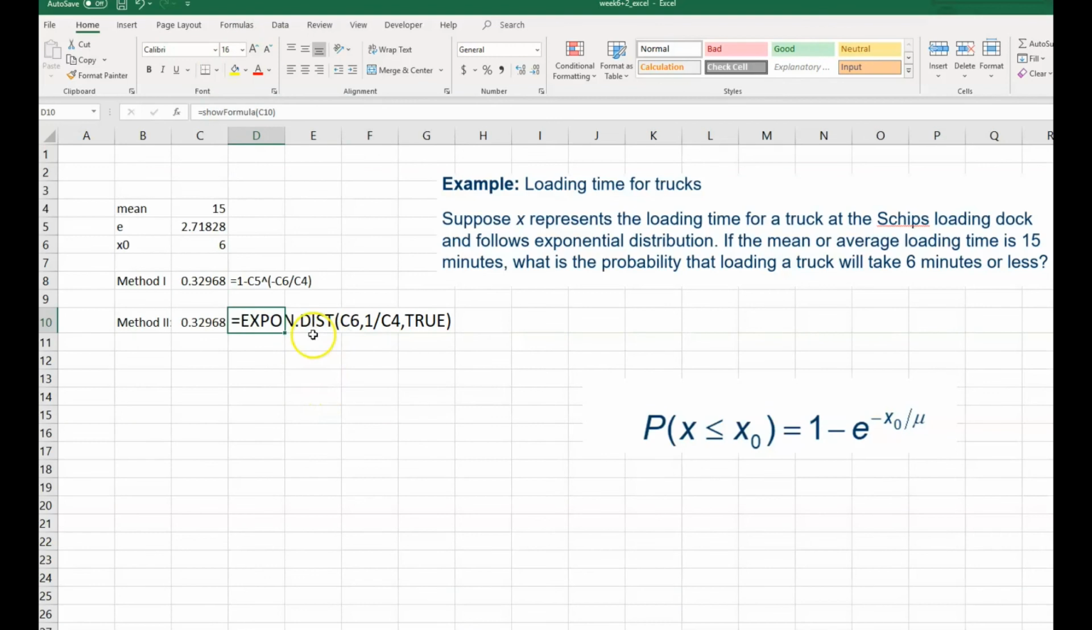Obviously this is a very bad design. The first one is x, the second one should be mean instead of 1 over mean. It's very bad design. I'm going to design a macro to correct this issue.